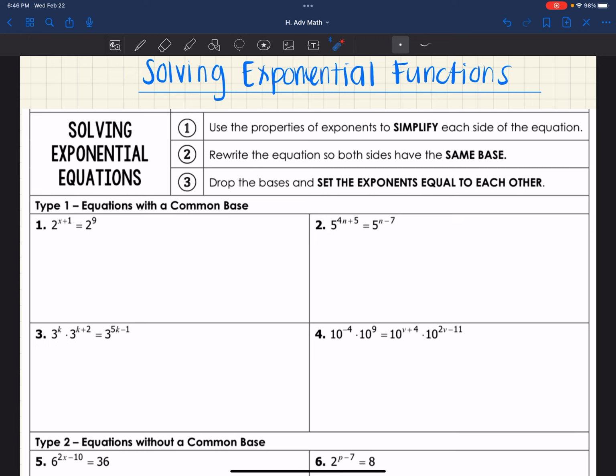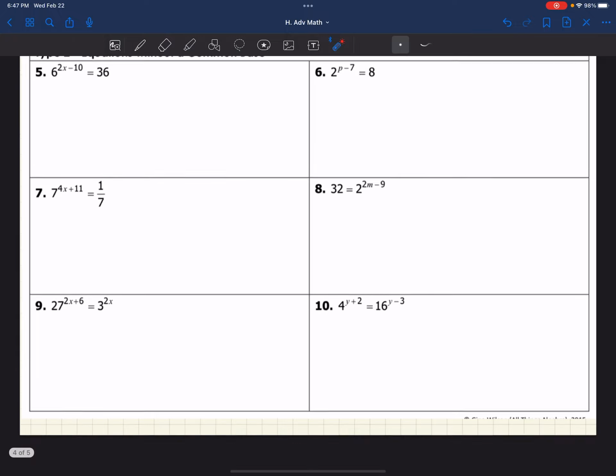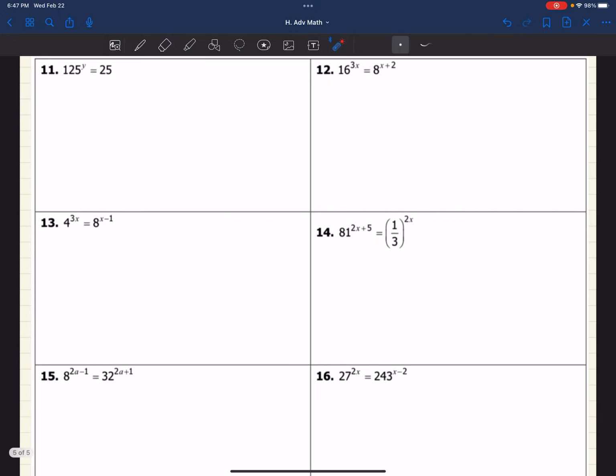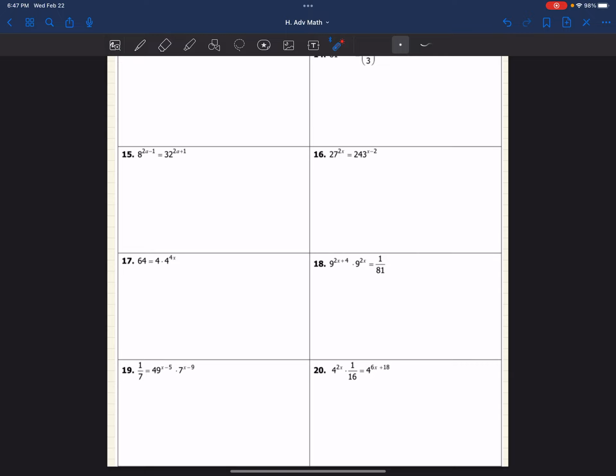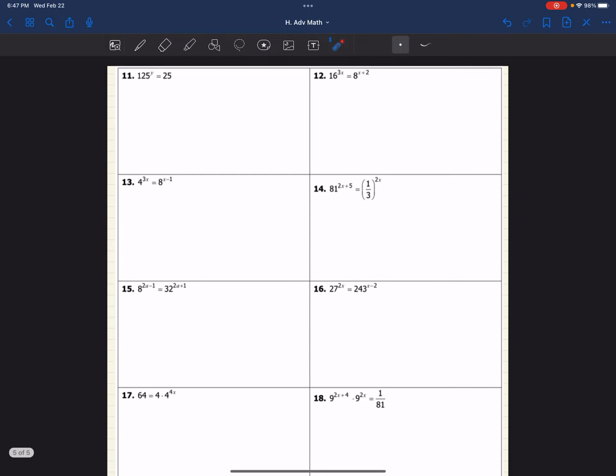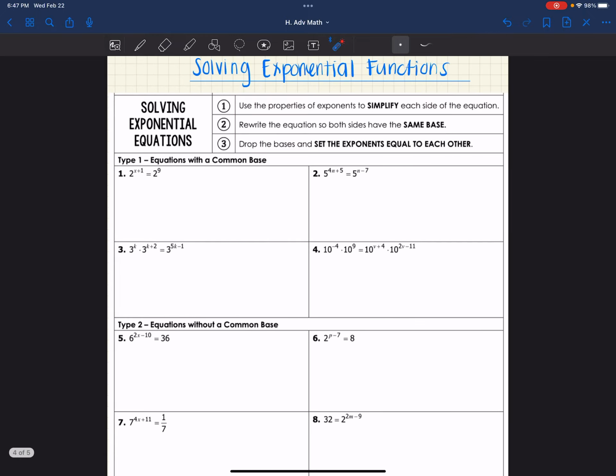So these are considered the quote-unquote easy questions because as step 2 says, you have to rewrite the equations so that both sides have the same base. In numbers 1 through 4, same base is already given to you. The more challenging ones are numbers 5 through 20, because if you notice here, both sides of the equations do not have a common base. So your job is to get a common base.